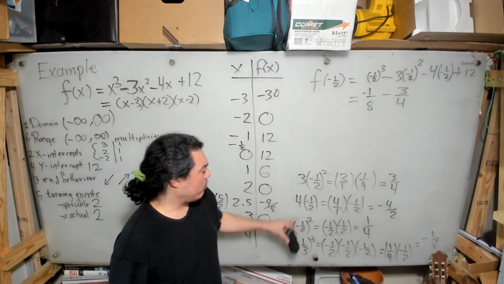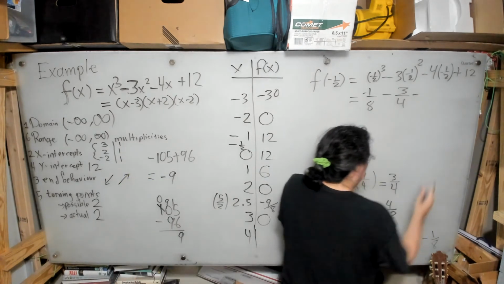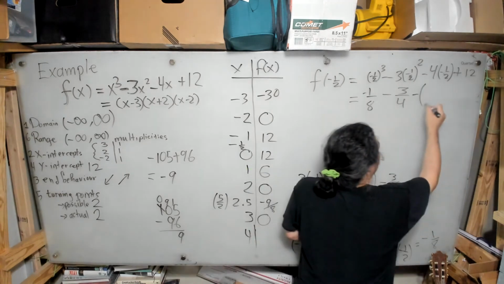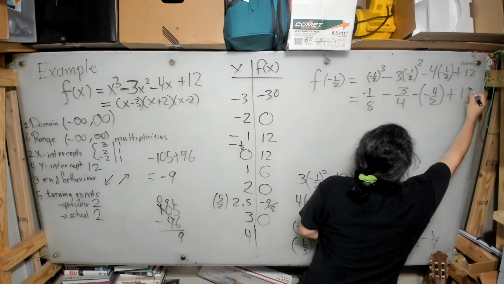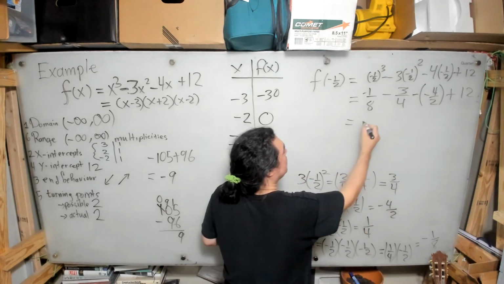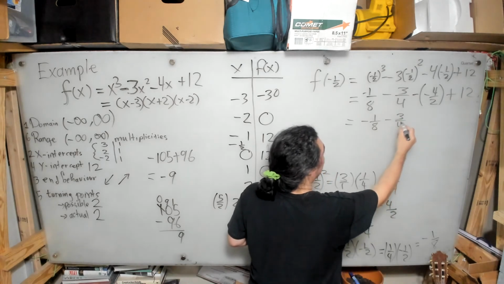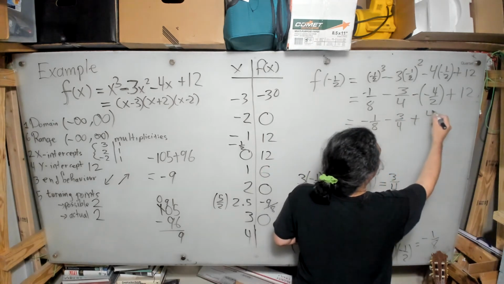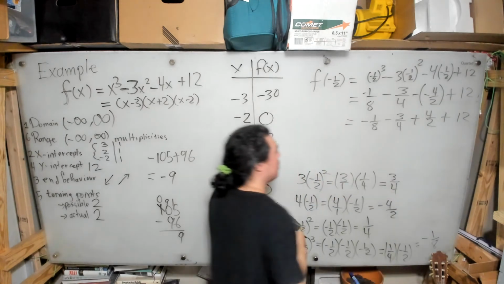4 times negative 1/2 is this. So now I have minus from here, and then this one's negative, so it'll be negative 4 over 2. Then finally I bring down the plus 12. And I can rewrite this as negative 1 over 8 minus 3/4 plus 4/2 plus 12. Okay?